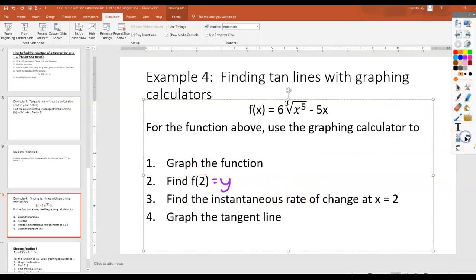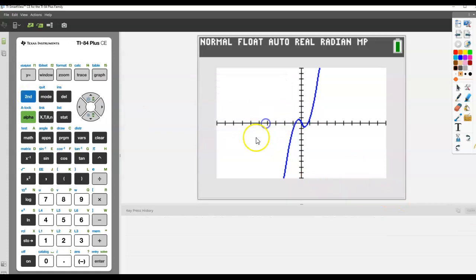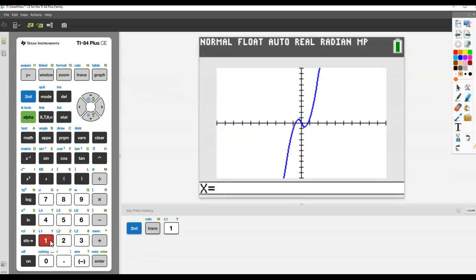Well, let me show you how to do that on a graphing calculator. There's a few ways to do it. The way we're going to do it right now is you're going to push this button here that says second, and then you're going to press this button that says trace. Since we pushed the second button, what we're actually doing is this button up here, called Calc. So push trace, and it gives you a bunch of options. We're going to choose number 1, the one that says value.